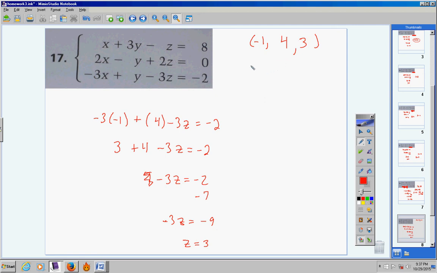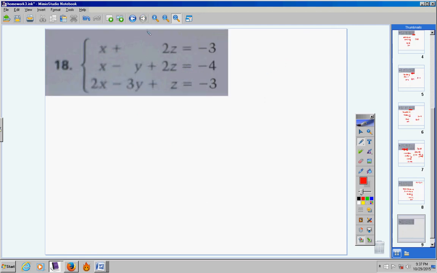Okay, alright, moving on to number 18 and we're finished. Here we're going to solve for y and z first, okay? So, now this is the last one on your homework assignment. Plus you've had your notes video, so I'm going to skip some steps, okay? I'm going to go like this.